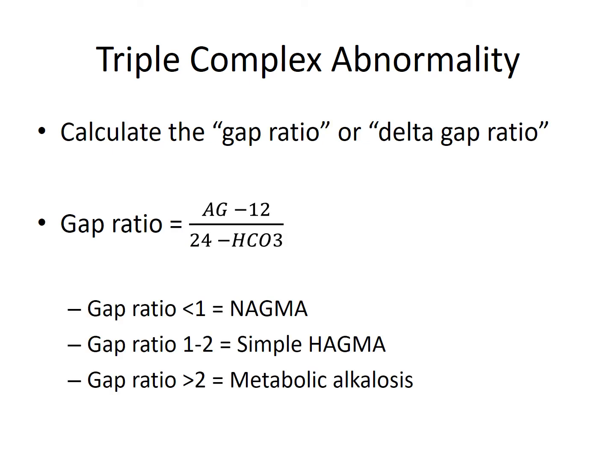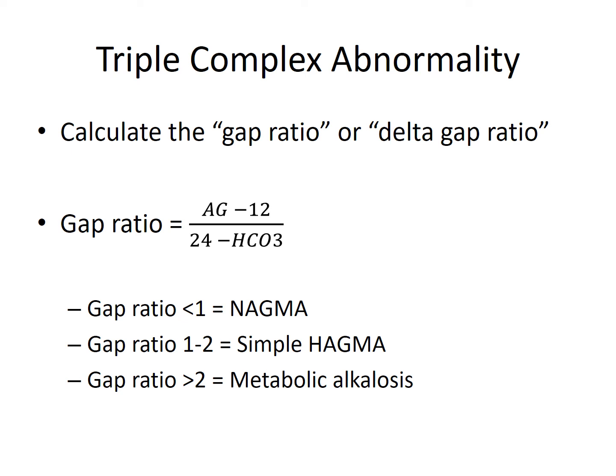To evaluate for one of these triple complex abnormalities, you should calculate the so-called gap ratio. To do this, divide the difference of the corrected anion gap and 12 by the difference of 24 and the bicarb concentration, as shown in the formula on this slide. If the gap ratio is less than 1, there is a concomitant NAGMA. If the gap ratio is between 1 and 2, there is a simple HAGMA with no additional acid-base abnormality. If the gap ratio is greater than 2, there is a concomitant metabolic alkalosis.